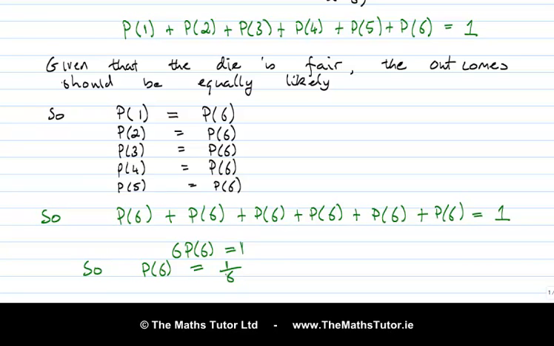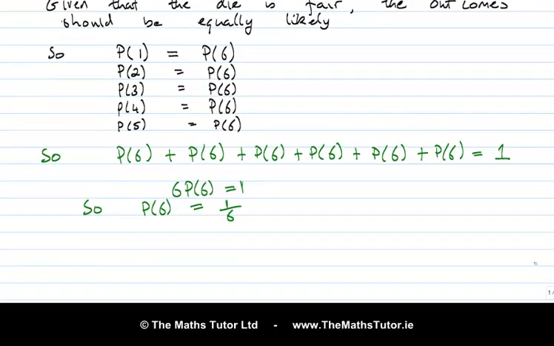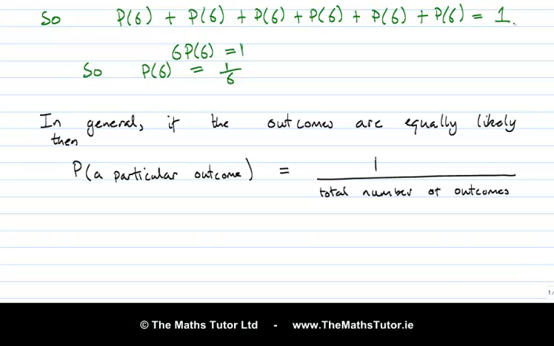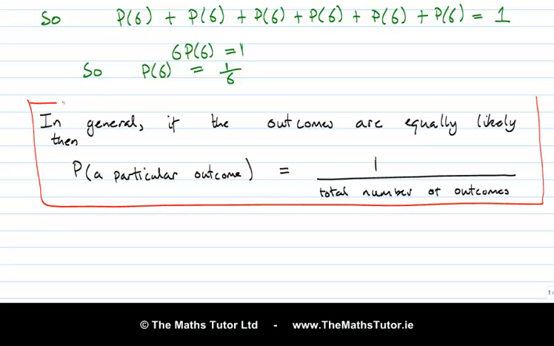Okay, so that's an example. Let's write down the general rule. In general, we have this, that if the outcomes of a trial or experiment are all equally likely, then the probability of any particular outcome is just 1 divided by the total number of outcomes. And you can see that's what we got in the case of the die roll. There are in total 6 outcomes, and the probability of any one of them is just 1 divided by 6. So this is an important fact to remember in the situation when the outcomes are equally likely.